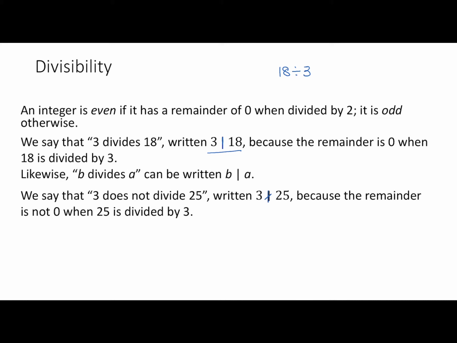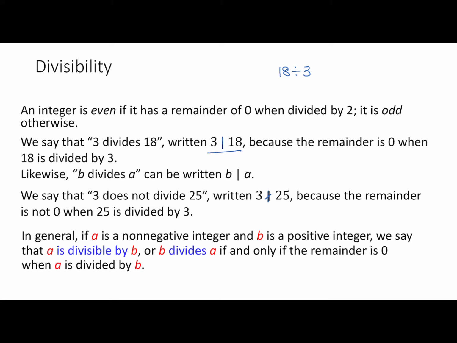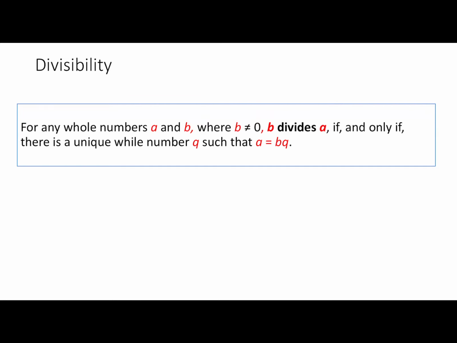In general, we're going to write B with that line A if B divides A. So if A is a non-negative integer and B is a positive integer, the language that we're going to use is that A is divisible by B, or B divides A, if and only if the remainder is 0 when A is divided by B.